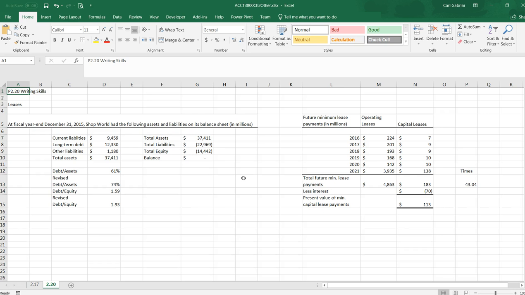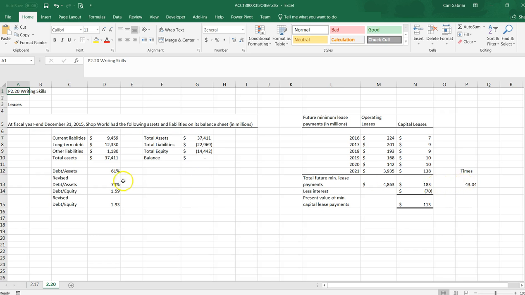So it ends up being invisible to somebody who is just reading the face of the balance sheet and doesn't see any debt associated with the rent payments that are showing up as expense on the income statement. And as you can see, ShopWorld by far has many more operating leases than capital leases. I calculated a times ratio for this. The amount of operating leases is 43.04 times the amount of capital leases on their books. And so this represents a significant off-balance sheet financing source for this company.